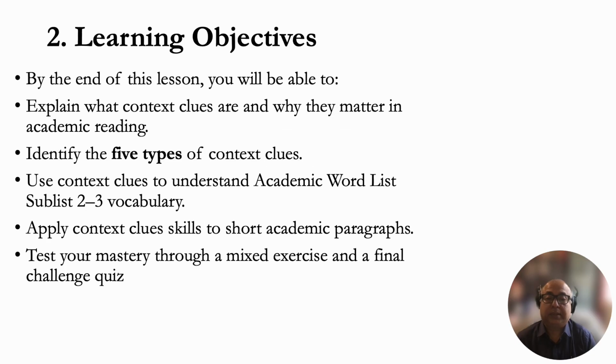So today's objectives are to learn what context clues are and why they're important in academic reading. We will also identify the 5 types of context clues. We will learn how to use context clues to understand the academic word list. And in this lesson, we will cover the sublist 1, 2, and 3 vocabulary.